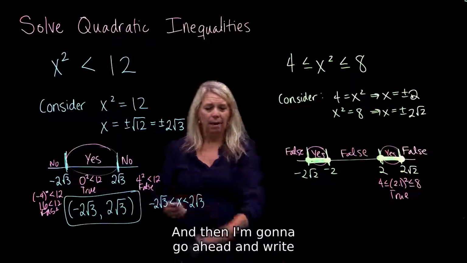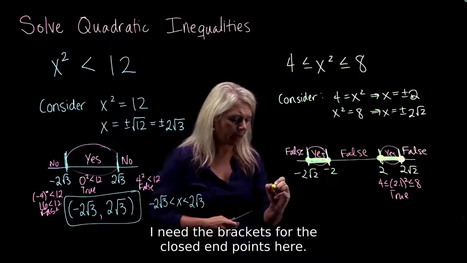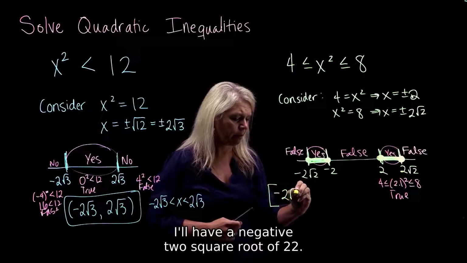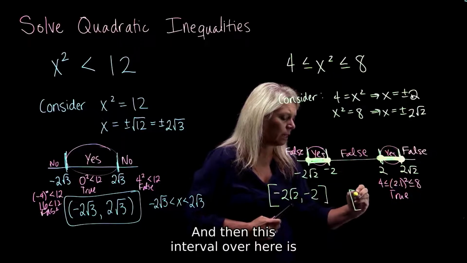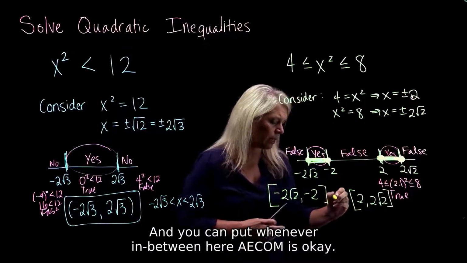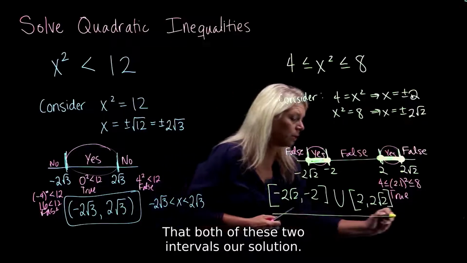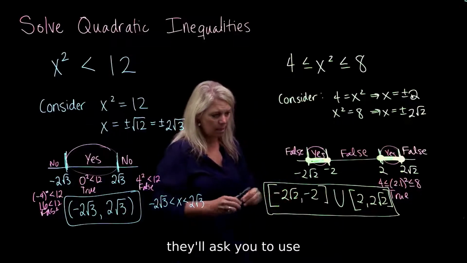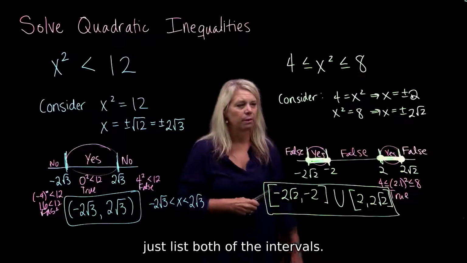And then I'm going to go ahead and write my answers in interval notation. So in interval notation, this one, I need the brackets for the closed endpoints here for including the endpoints. I'll have negative 2 square root of 2 to negative 2 is this interval. And then this interval over here is 2 to 2 square root of 2. And you can put whatever in between here. A comma is okay. Technically, the correct mathematical symbol there is union, that both of these two intervals are solutions. Sometimes in the online homework, they'll ask you to use that symbol correctly. If it's written homework, I don't care so much. You can just put a comma or just list both of the intervals.